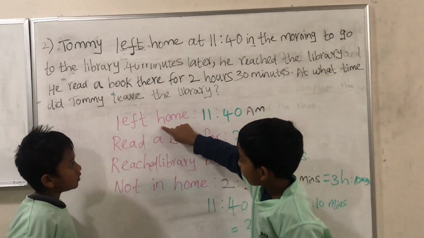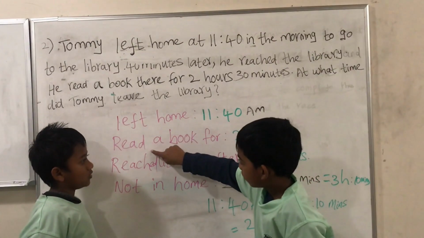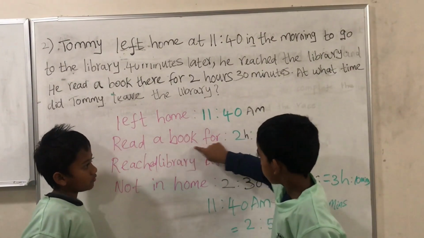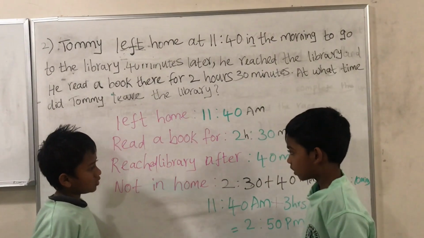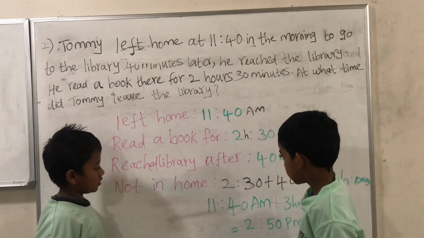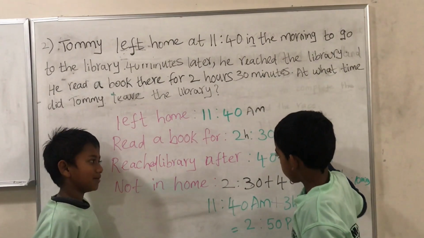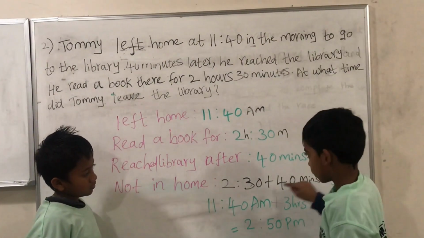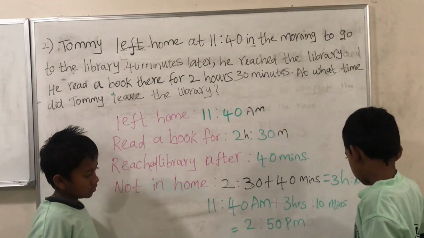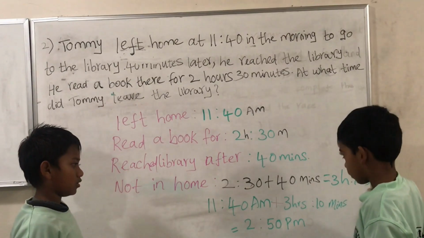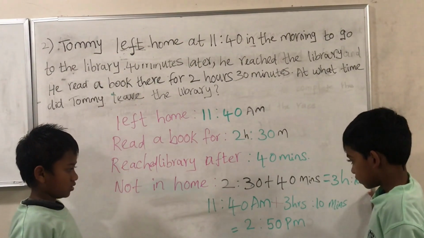When did Tommy leave home? 11:40 a.m. Tommy read a book for 2 hours and 30 minutes. He reached the library after 40 minutes. So he's not at home while he was reading a book and while reaching the library. So we need to add all those to get how long he wasn't at home. That's 3 hours and 10 minutes.